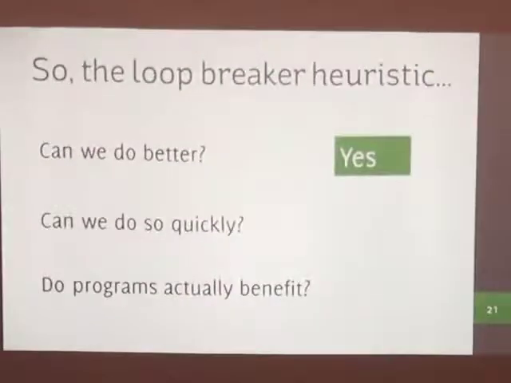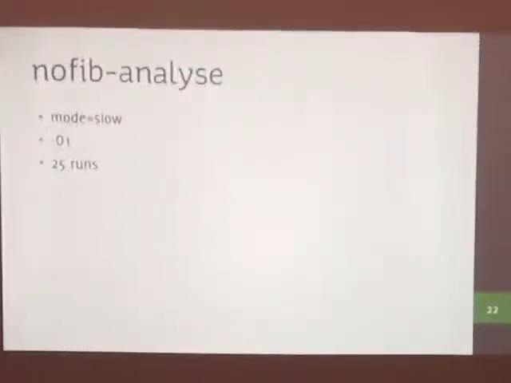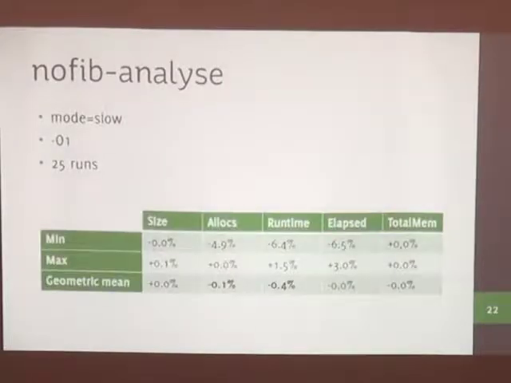So, can we do so quickly? We can. And then the final question slide: do programs actually benefit? So, I went to the great expense of trying to hack this into GHC. A really crude implementation. And I ran the nofib suite. I took the slow inputs, turned on the optimizer, did 25 runs, and these were the aggregated results. I can direct your attention to the bottom two numbers there. You can basically see that it doesn't help much, really, which is a bit disappointing, right?